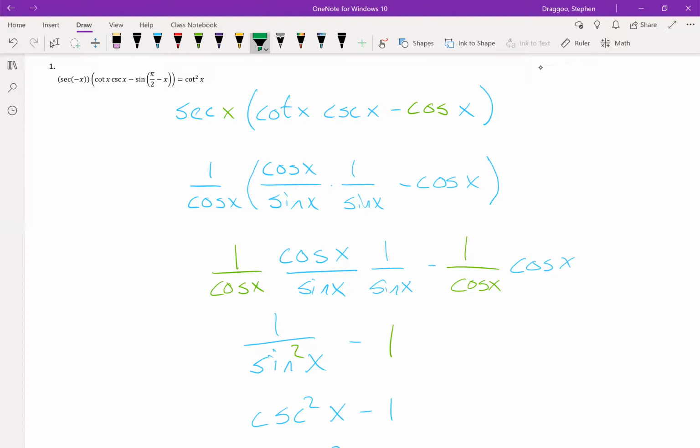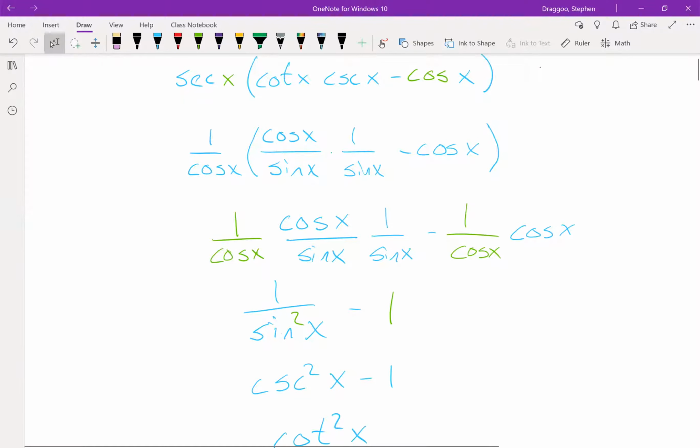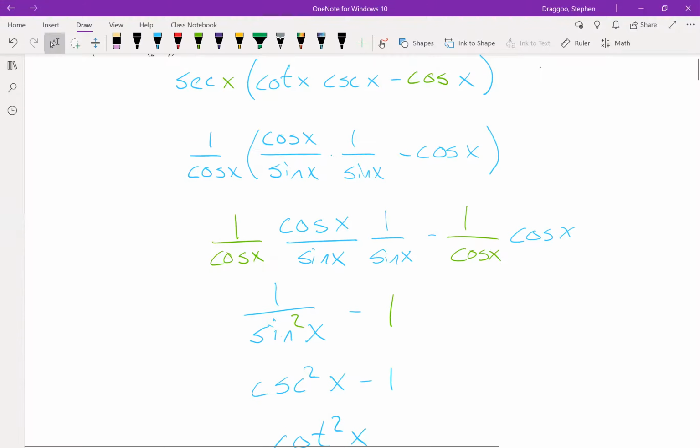Into the next step, I simply changed everything to sines and cosines. So secant, cotangent, and cosecant, each of those were changed to their sine and cosine component based on the reciprocal identities. Going down a further step, I've multiplied the 1 over cosine into every term, which is why that's highlighted in green. So this 1 over cosine got multiplied into each of the 2 terms.